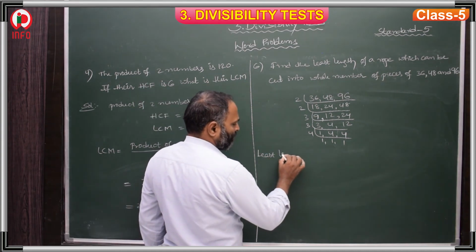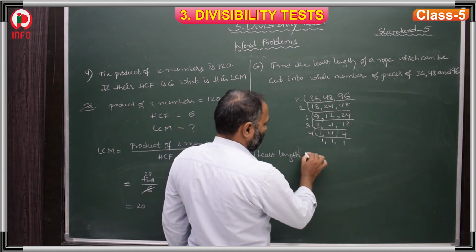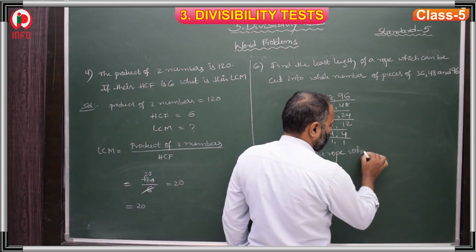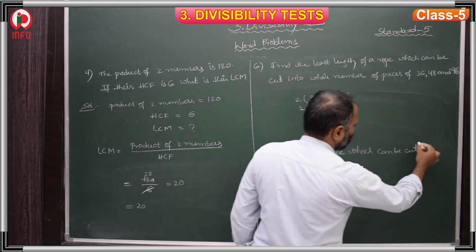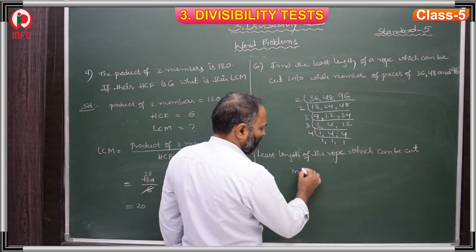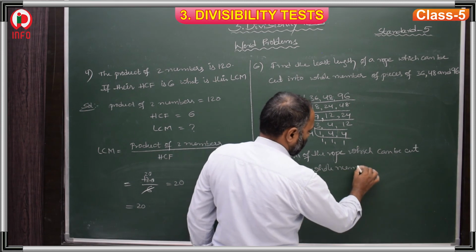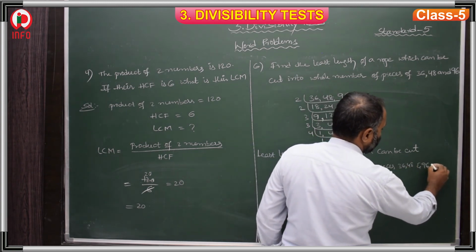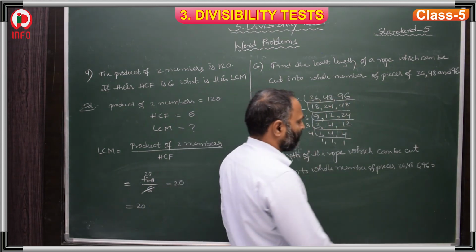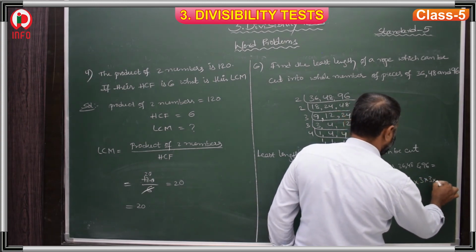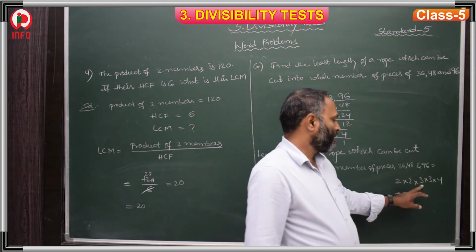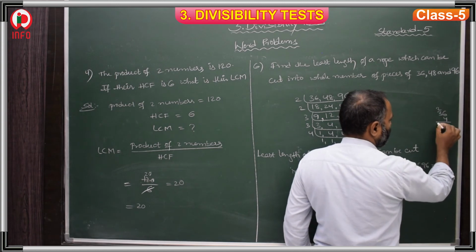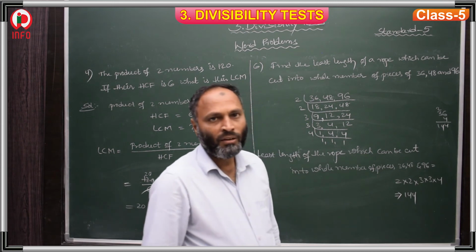Now, the least length of the rope which can be cut into a whole number of pieces of 36, 48 and 96 is equal to the product of these: 2 into 2 into 3 into 3 into 4. 2 2s are 4, 4 3s are 12, 12 3s are 36, 36 4s are 144. 144. This is your answer.